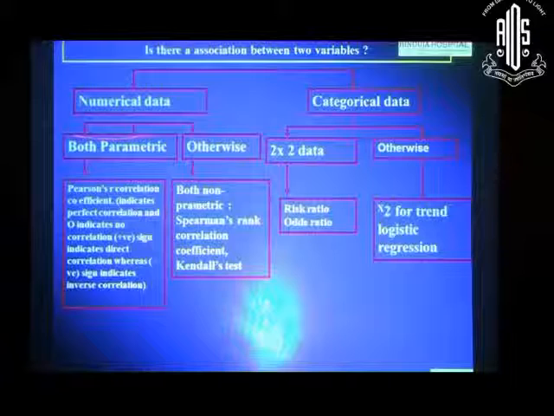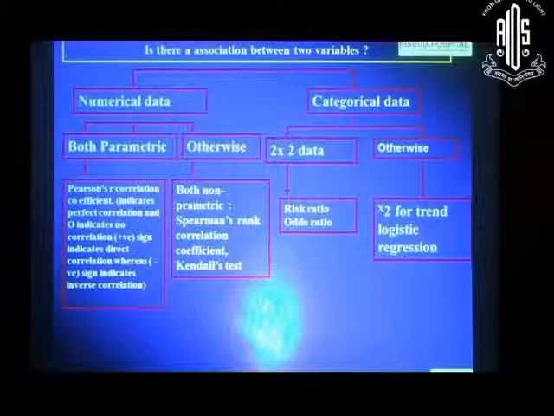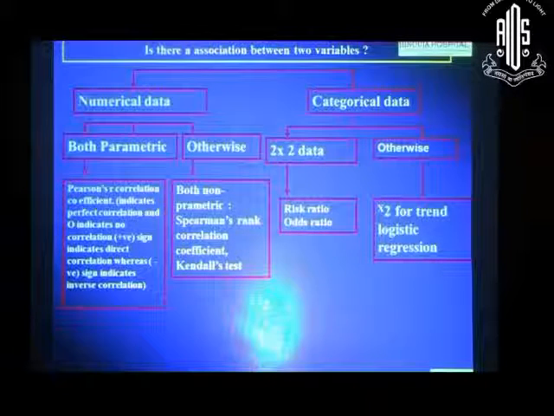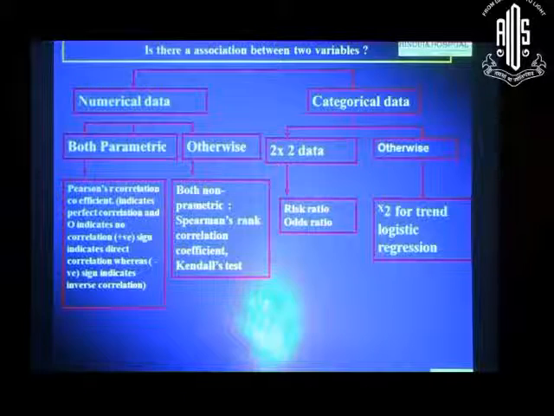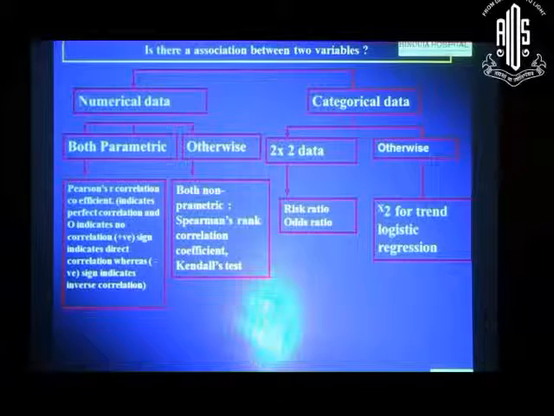If it is numerical, both parametric, then Pearson's correlation coefficient. And here the R value that you find out can be from -1 to +1. 0 is no association, but -1 and +1 are both perfect association. Only thing, one is direct relation, other is inverse relation. And if it is non-parametric, then this test.